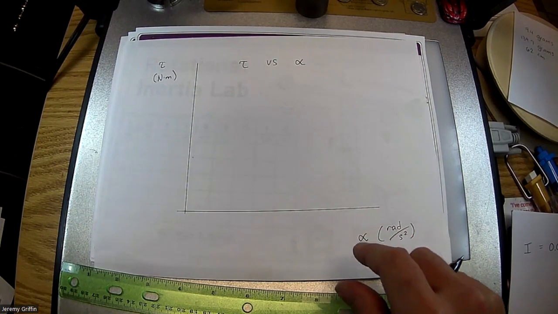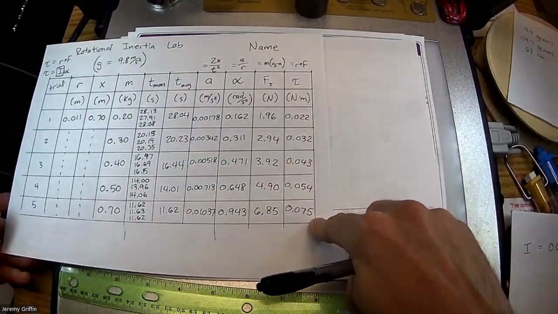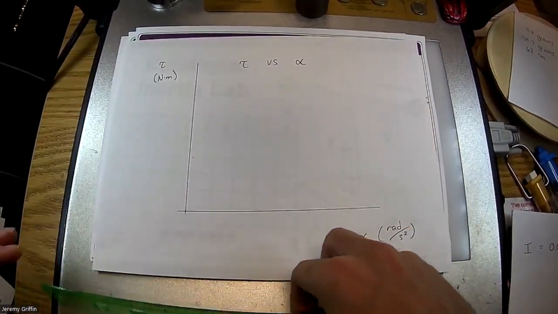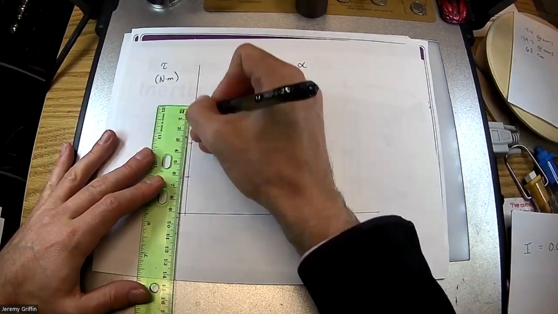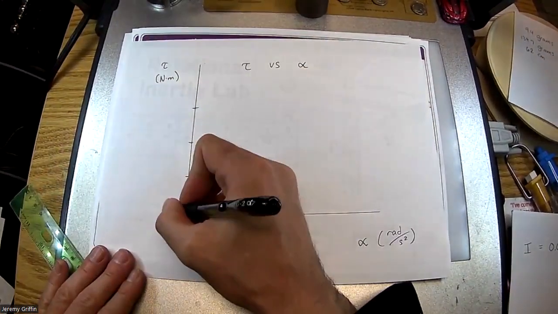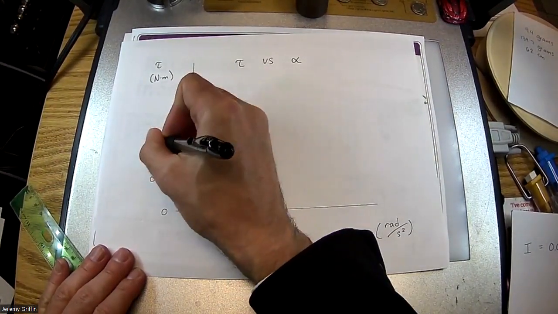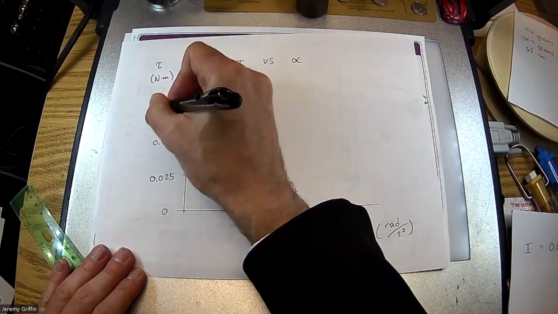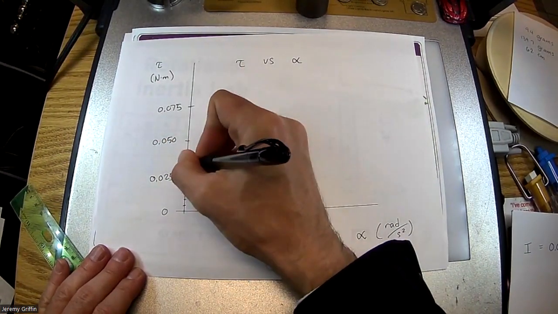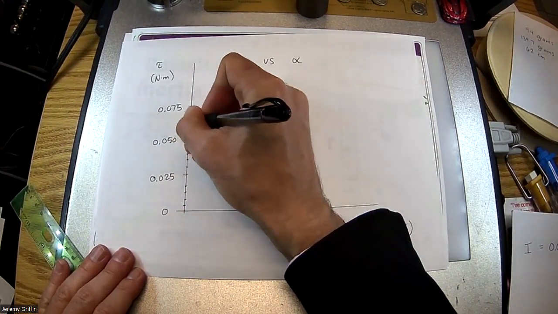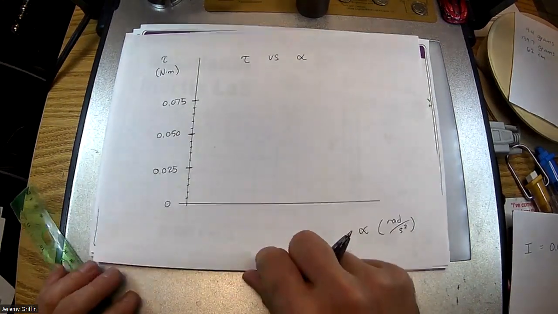Now let's scale these axes. So torque goes as large as 0.075 Newton meters, so I have to scale that accordingly. All right, let's go 0, 0.025, 0.050, 0.075. Okay. There's the torque scale.